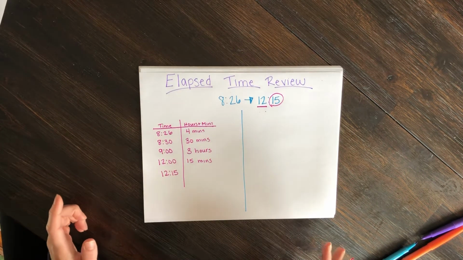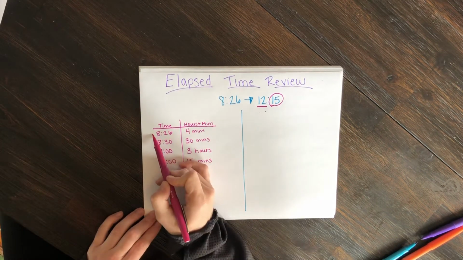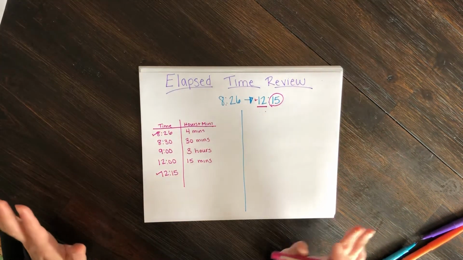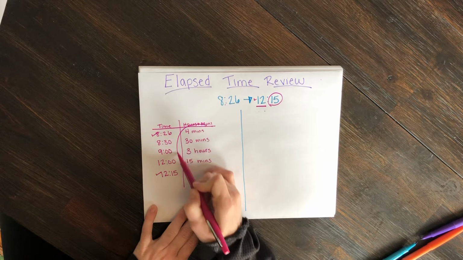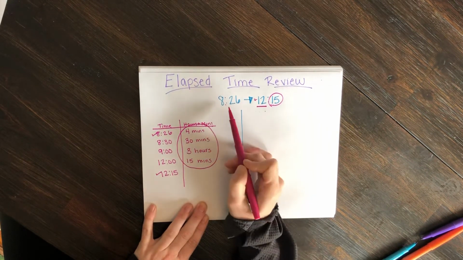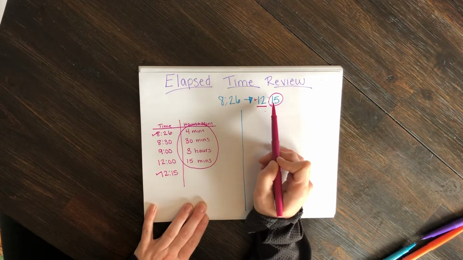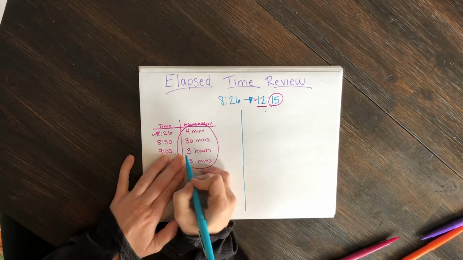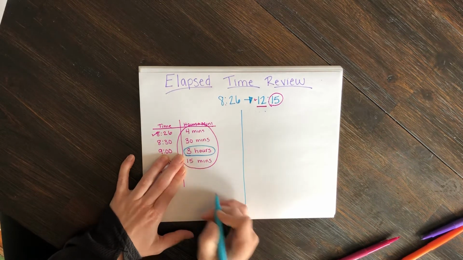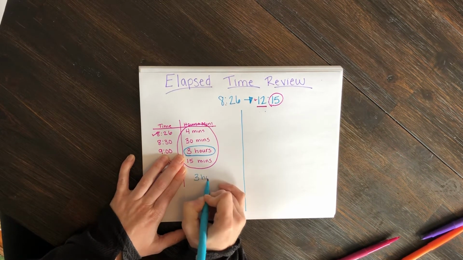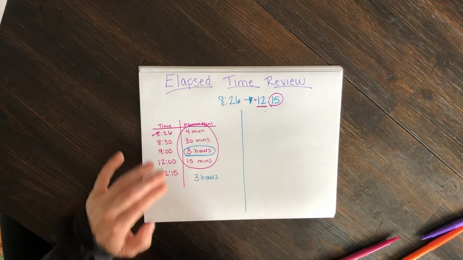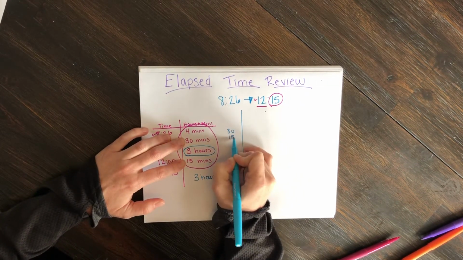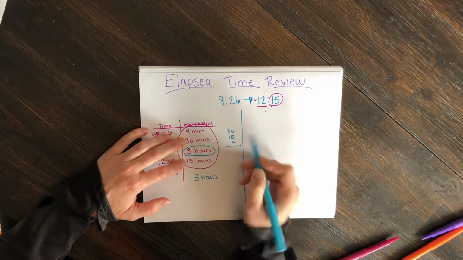I'm going to double check and make sure I have my times right. So I have 8:26 here. That's my start time. 12:15 here. That's my end time. Looks good. So now I need to add up how many hours and minutes it took to get from 8:26 to 12:15. So first I want to look at my hours. So my hours are right here. So I have 3 hours. Now I need to add up my minutes. So I have 30 minutes, 15 minutes, and 4 minutes.